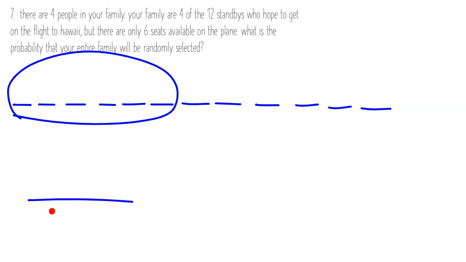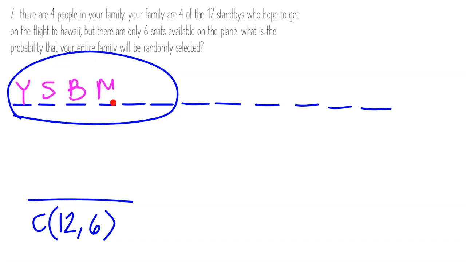The denominator, the total number in my sample, is how many different ways I can select 6 different people for this flight out of the 12 people there are total. So that would just be a combination of 12, 6. For my numerator, that would be how many different ways my entire family can be selected for this flight. So it could be you, your sister, your brother, and your mom, or something. These are the 4 people in your family, and you want all 4 of them to be selected.